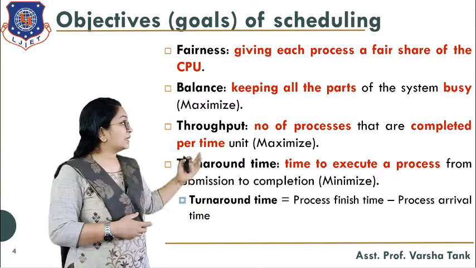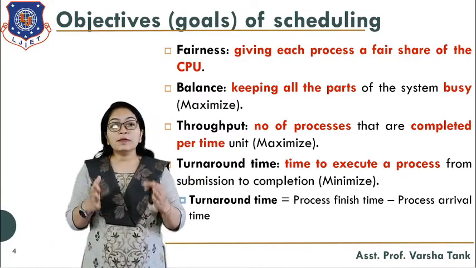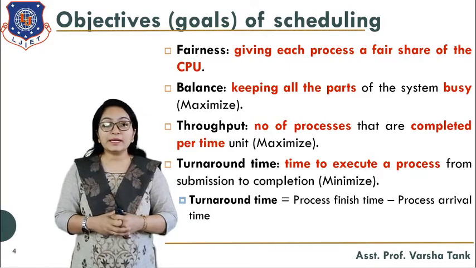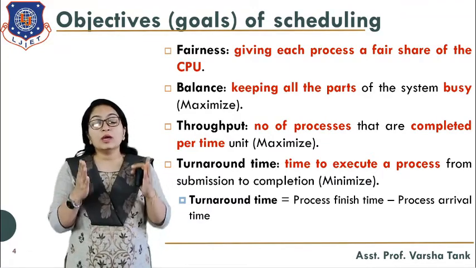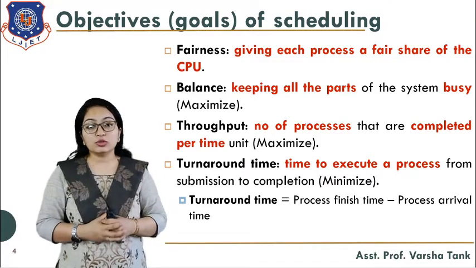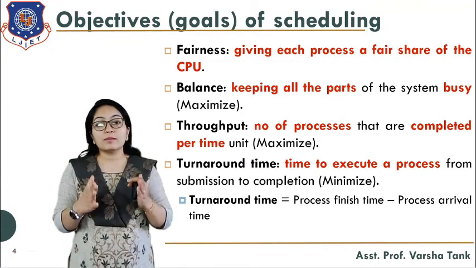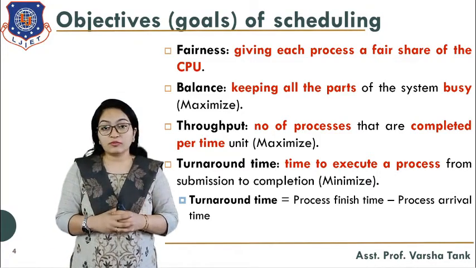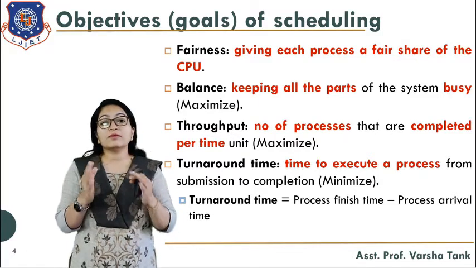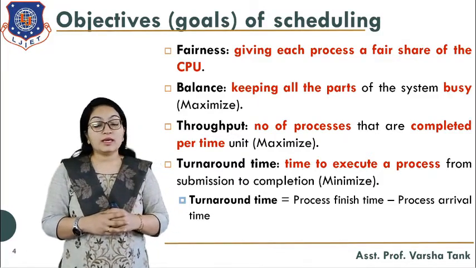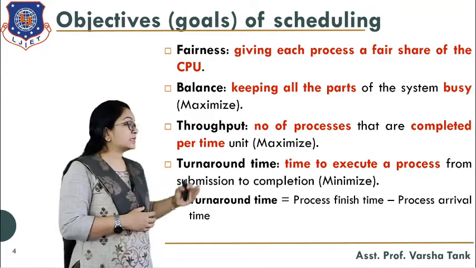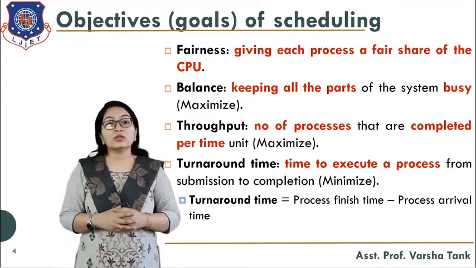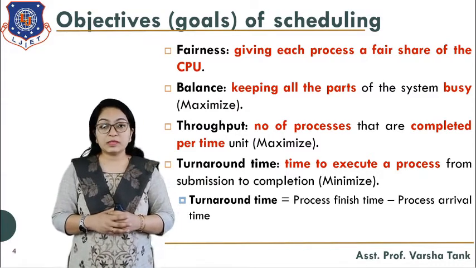Then next is the throughput. The number of processes that are completed per time unit, that is to be maximized. So it tries to maximize the throughput. After some defined time, how many processes have been executed, that number is known as the throughput. Then next is the turnaround time. Turnaround time should be minimized.